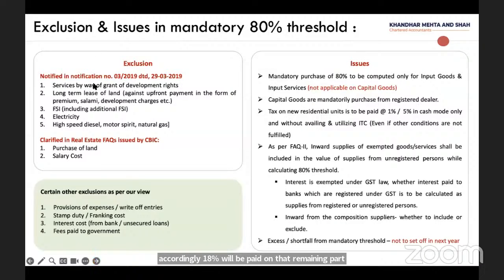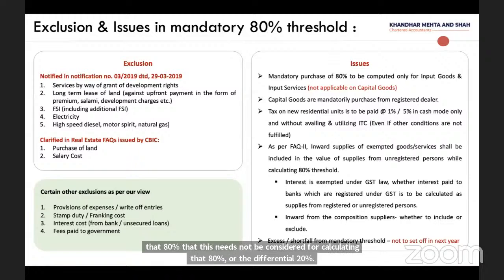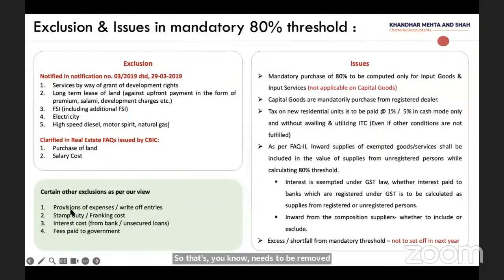Now, of course, as I said, there are certain exclusions carved out that are not to be considered: development rights, long-term lease land, FSI, electricity, high-speed diesel, oil, motor spirit, natural gas. And there are certain FAQs as well: purchase of land, salary cost have been clarified as not to be considered for calculating that 80% or the differential 20%. So these need to be removed before you start calculating the 100% from which the 80% is carved out. In our view, this expenditure also needs to be carved out: provision of expenditure, stamp duty, franking cost, interest cost, borrowing cost or fees paid to government.